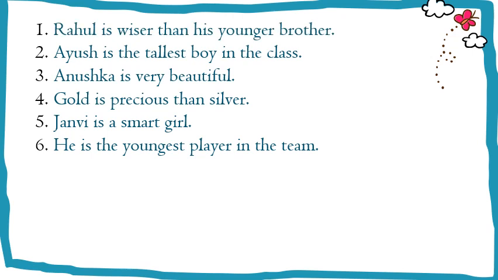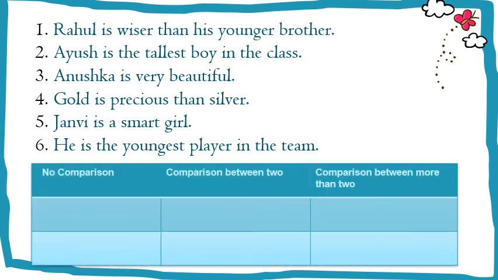Now, there is a task for you to fill this table. First, read out these sentences and then note each down in the correct row. For example, Rahul is wiser than his younger brother. If there is no comparison in the sentence, put it in the first row. If there is a comparison between two, then in the second. And if there is a comparison between more than two, then in the third. Try to do it by yourself, then continue with the video.